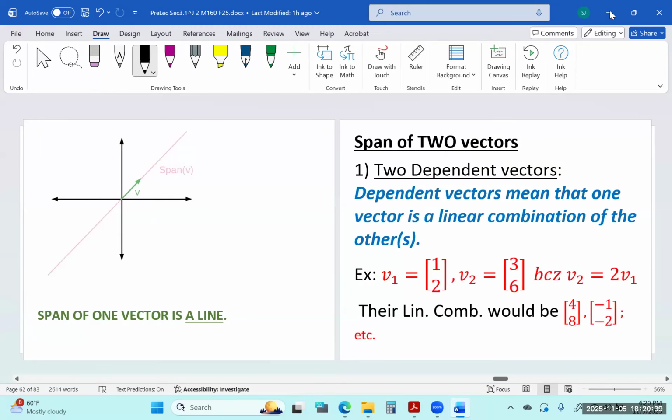But if you have 2 vectors, then the scenario is different. Now, depending on what type of vectors you have, if you have 2 dependent vectors, it means one vector is a multiple of the other vector. So let's say you have one vector 1, 2, and the other vector is 3, 6. Obviously, we see that our V2 is 3 times V1. So this one is independent, but this is not independent. This one is a dependent vector. It depends on the first vector.